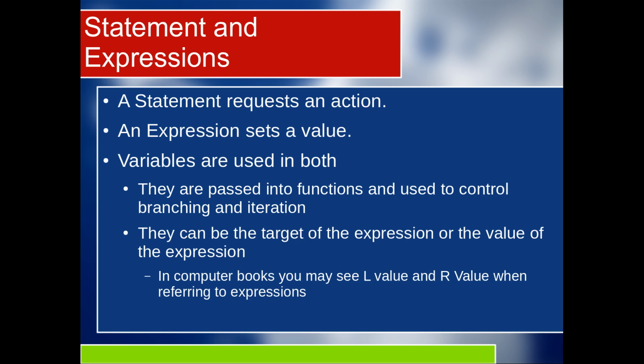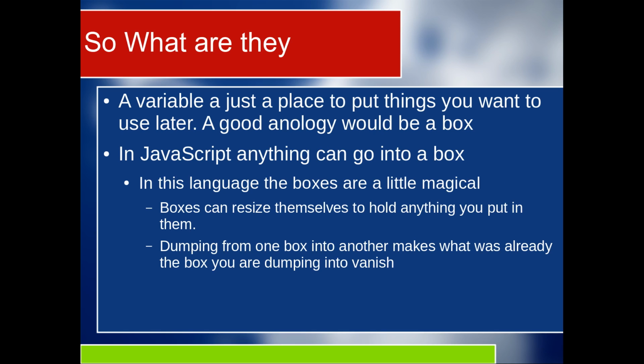So what are variables? Well, variables are just a place to put something in you want to use later. A good analogy would be a box. In JavaScript, you can put anything into the box. In this language, boxes are a little magical. Boxes can resize themselves to hold anything you put in them. And if you dump something from one box into another, you replace whatever's in the original box with what you just dumped into it.